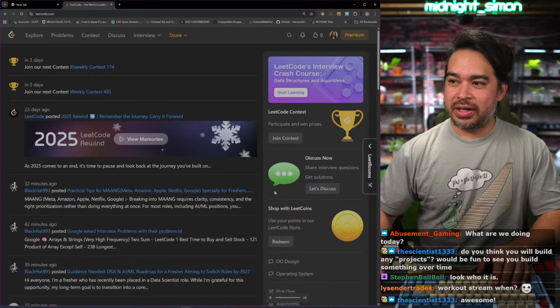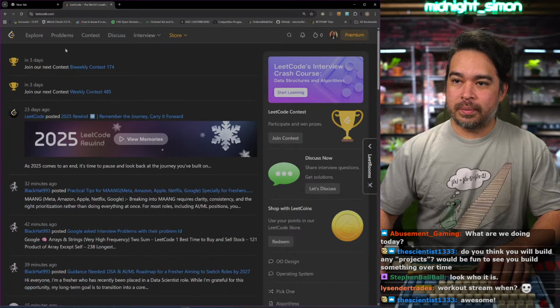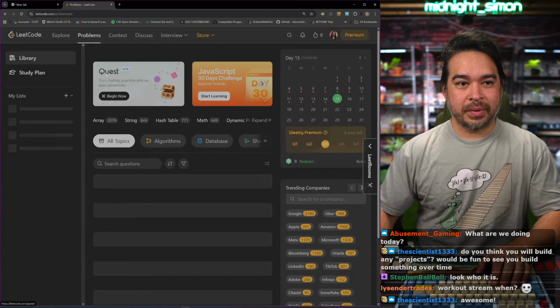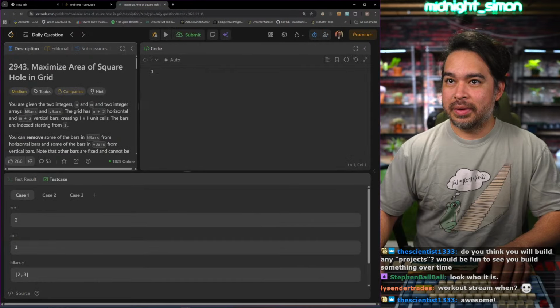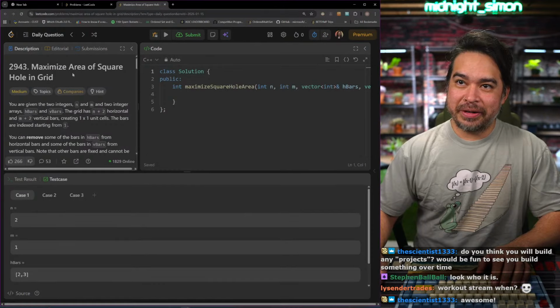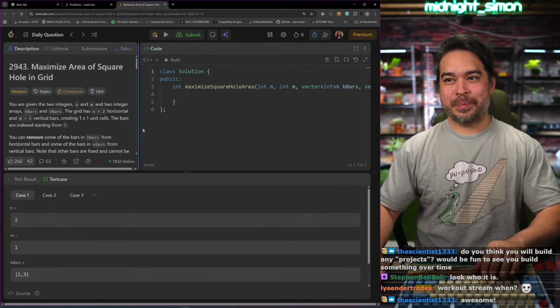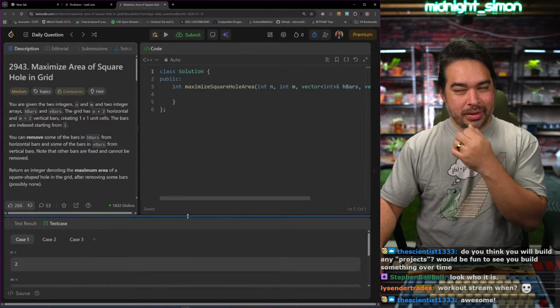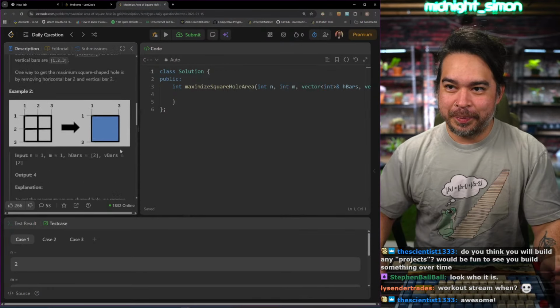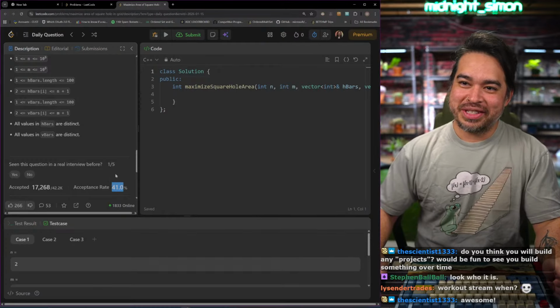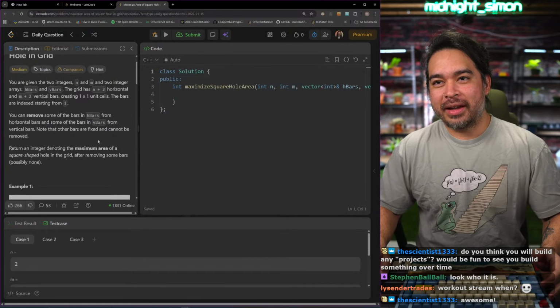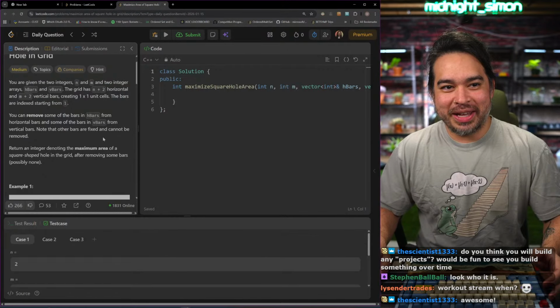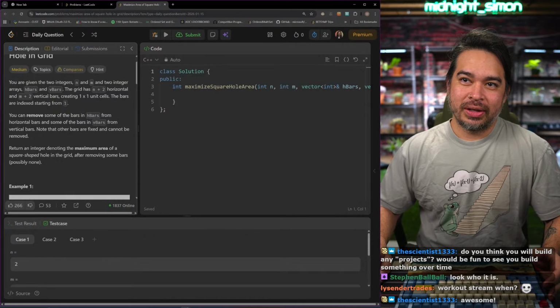Are you guys ready? Should I try a daily problem or what? Medium. Maximize area of square hole in grid. Am I ready? Should I peek? Dang, 41%. This is like a hard medium then. I shouldn't have looked, but it's a bad habit to look at those things.